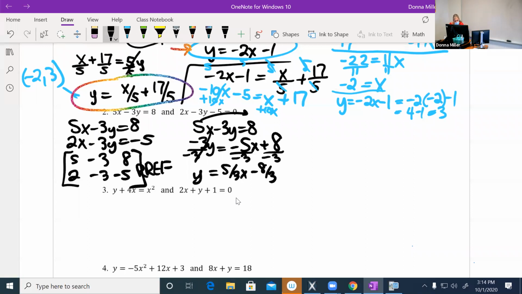Okay, the other equation, 2x minus 3y minus 5 equals 0. I guess I'll move the 3y over. I'm going to move it over, make it positive. Divide everything by 3.